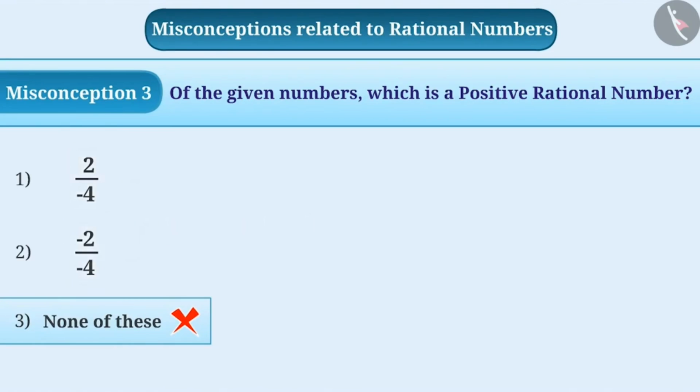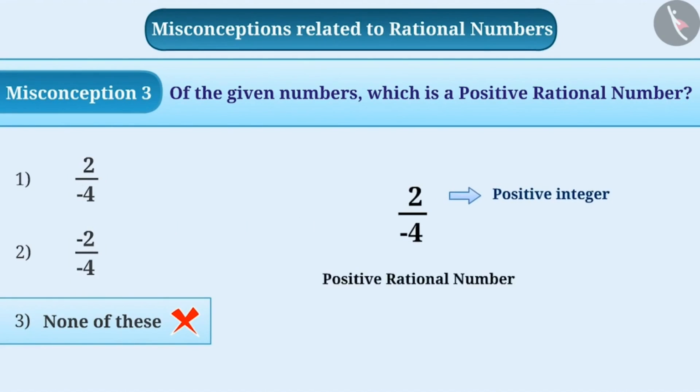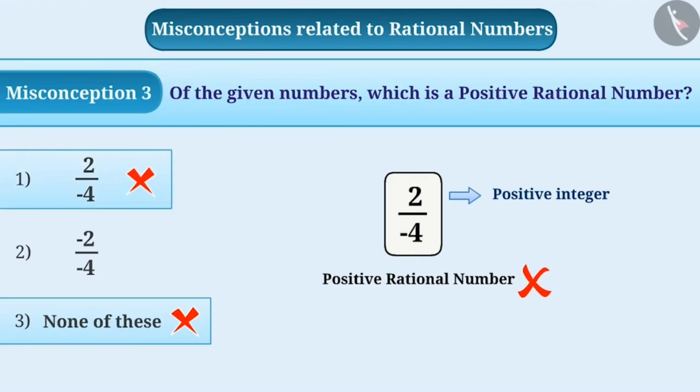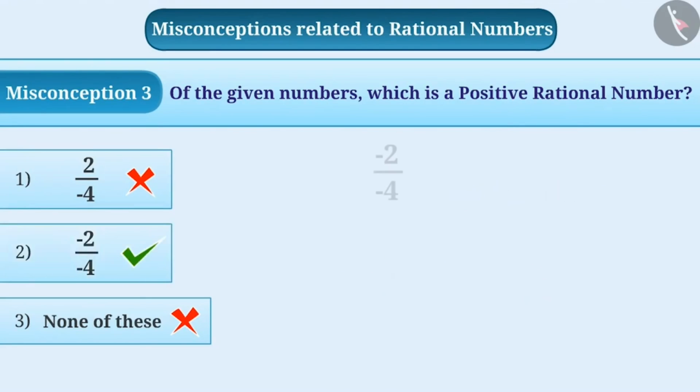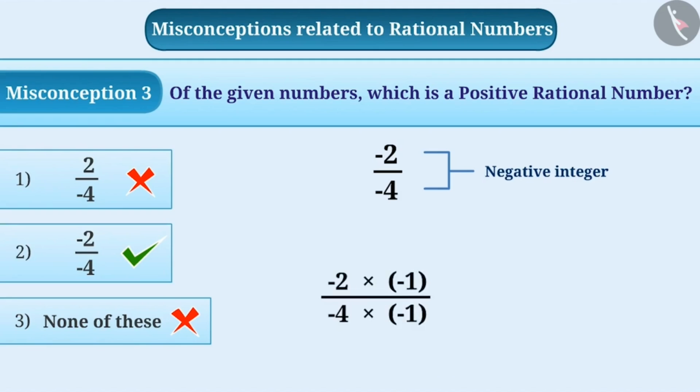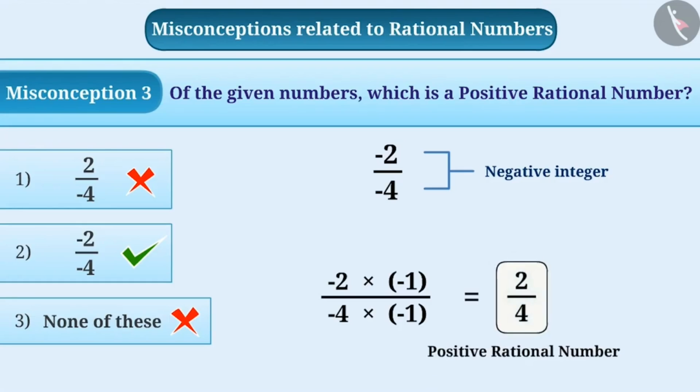Some students think that if the numerator is a positive integer, then that number is a positive rational number, like 2 by minus 4. With this understanding, they give incorrect answer, option 1. The correct option is option 2. Since both the numerator and denominator are negative, multiplication of both by minus 1 will give its equivalent rational number, that is 2 by 4, which is a positive rational number. Thus, minus 2 by minus 4 is also a positive rational number. Therefore, the correct answer is option 2.